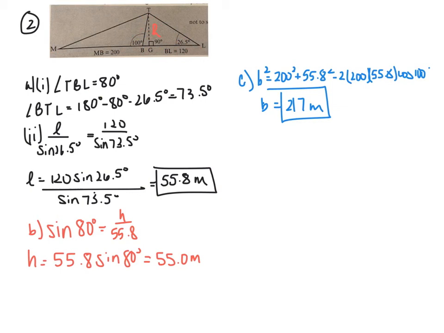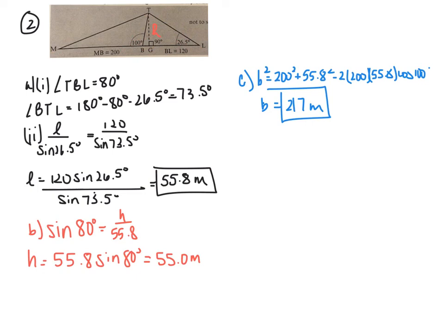Part B wants us to find how tall the tower is from the ground. So side GT, basically, if you measured it from the ground to the top, even though it's leaning, how high would that be? So I know, again, this angle TBL is 80 degrees. So I'm going to use this little right triangle BGT to help us. So we have the sine of 80 degrees is equal to the opposite, which is the height that we're trying to find, divided by the hypotenuse, which is this 55.8 meters that we just found. So I multiplied both sides by 55.8, and you end up with this height is 55.0 meters.